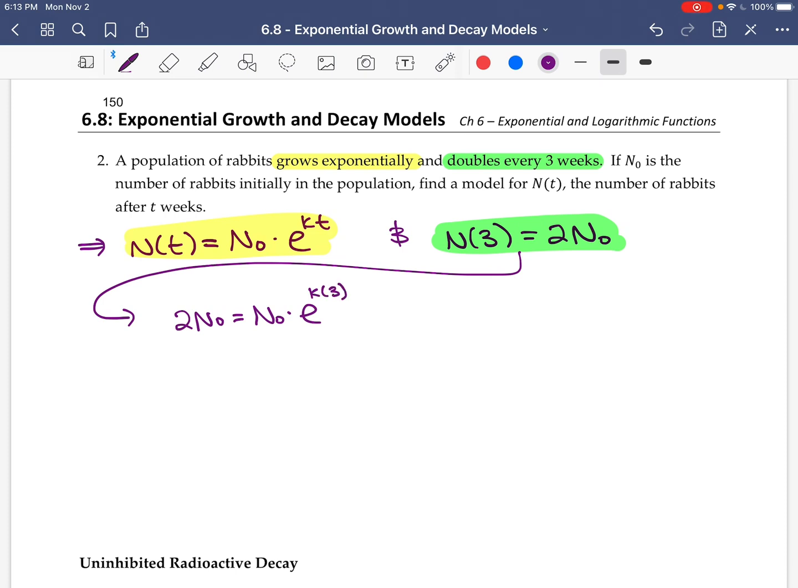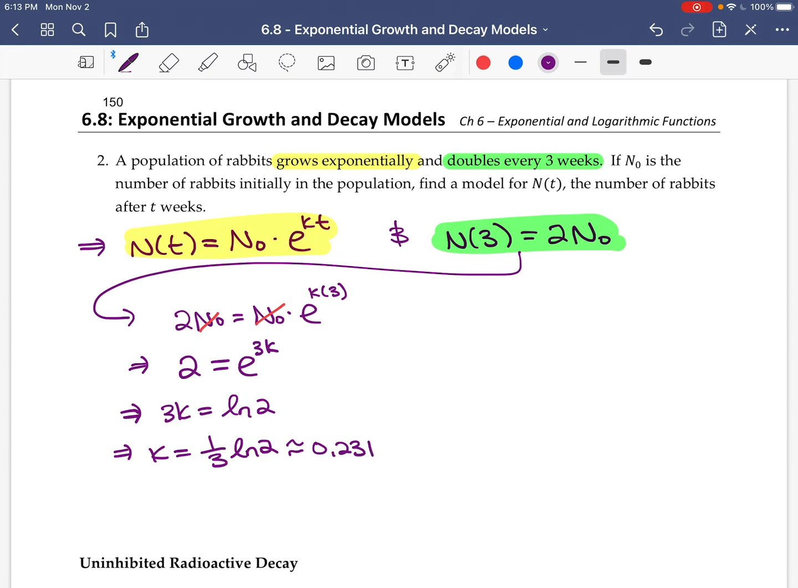And I'm going to solve for k. So we divide both sides by n0. That's going to get rid of the n0. So I have 2 is equal to e to the 3k. Now if I either take the ln of both sides or use the switching properties of the relationship between the logs and exponentials, this is going to be 3k is equal to ln of 2, which means that k is going to be 1/3 times ln of 2, or ln 2 divided by 3. Now this is approximately 0.231.